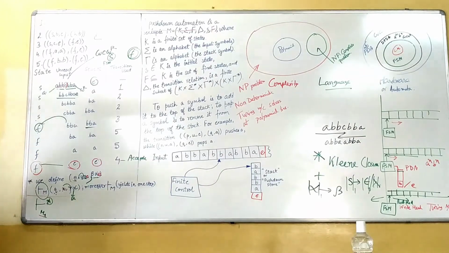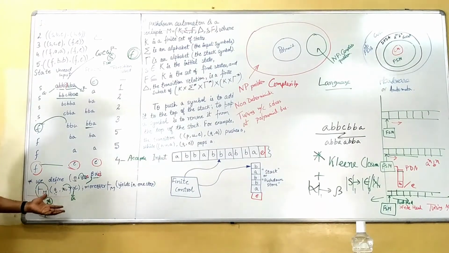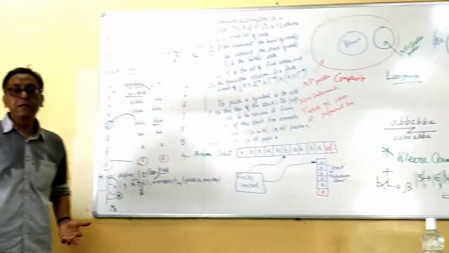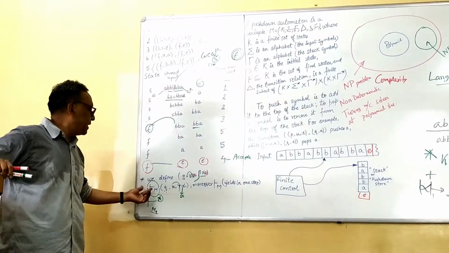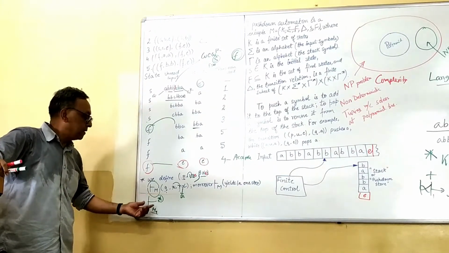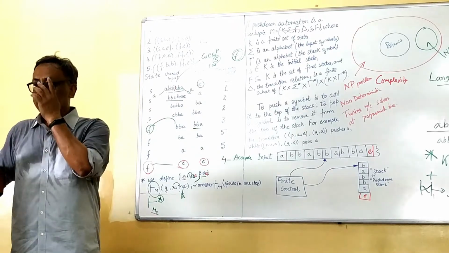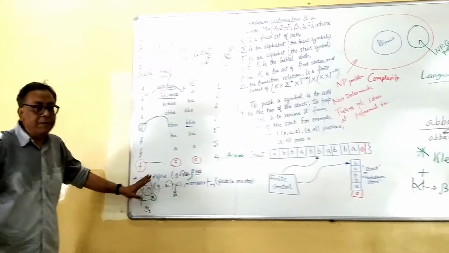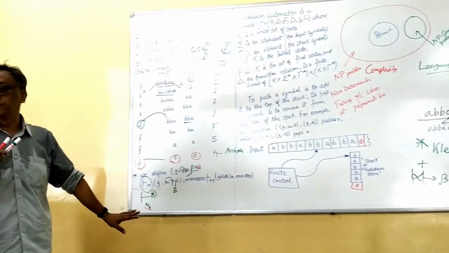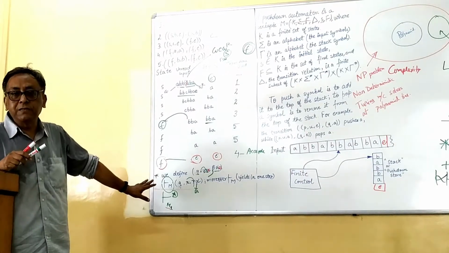Now tell me any question on this. This is the standard notation describing the push-down automata. Any question? So tell me, is it a deterministic push-down or non-deterministic push-down? Which kind of machine is this?